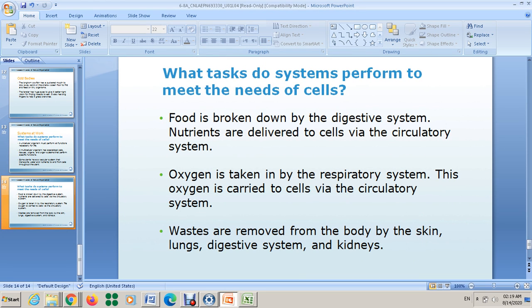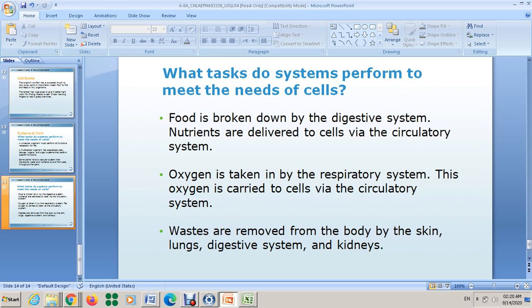Let's think about how the different organ systems in a human body are working together to keep healthy cells at the end. Let's talk about the digestive system, also the respiratory system, circulatory system, and excretory system, and how all of them are working together. First, the cells need nutrients, right? So from where can the cells get the nutrients? For sure, as human beings, we have the digestive system.